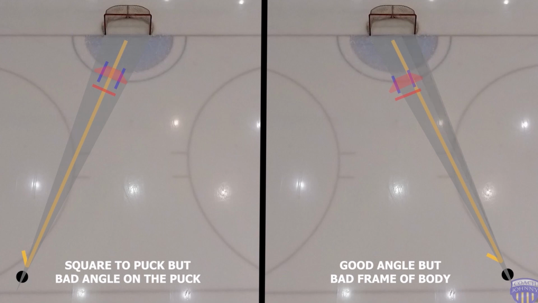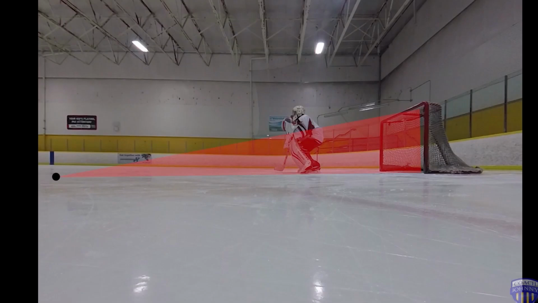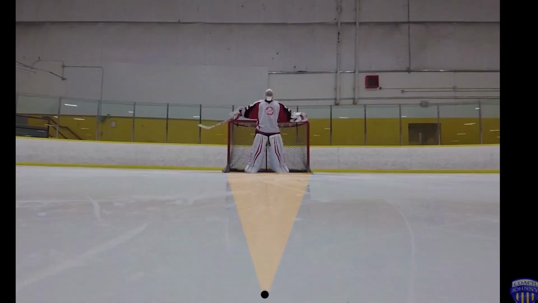This is why all aspects of angle are important: shot line, position of frame of body, and being square to the puck. Now that you have angle, we can worry about point of view of the puck and the depth. As you can see here, the puck has a limited angle to the net or crossbar and posts. So you can call this a shot box or cone, I guess.